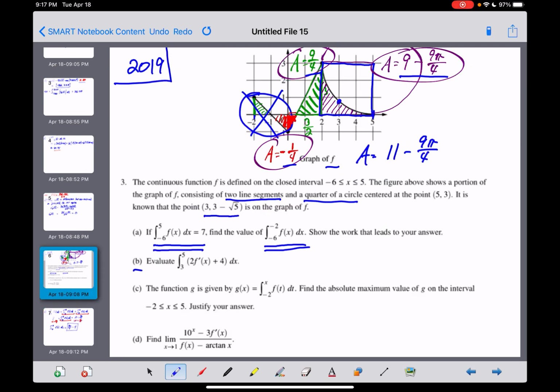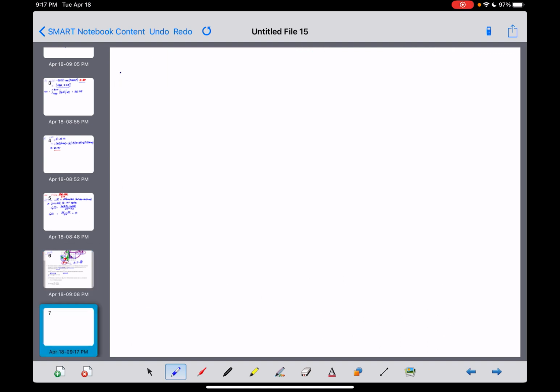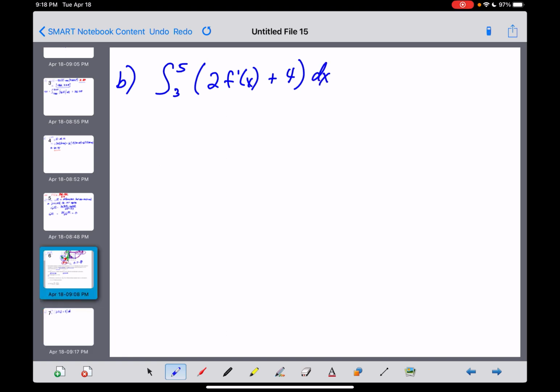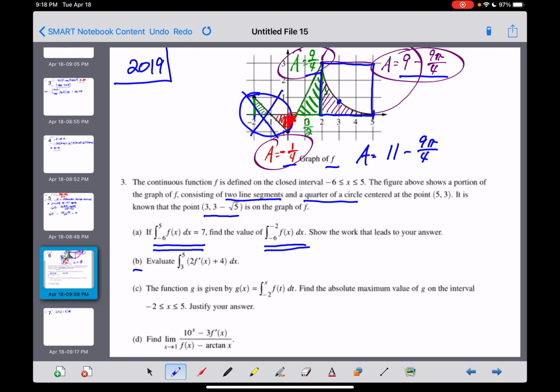Okay, let's move on to part B. They want us to evaluate now an integral from 3 to 5 of 2f prime of x plus 4. So I better write that down here. For part B, a definite integral from 3 to 5 of, in parentheses, 2f prime of x, close that off, plus 4, close that off, all taken with respect to x. Let me make sure I got that right. Yeah, 2f prime of x plus 4.